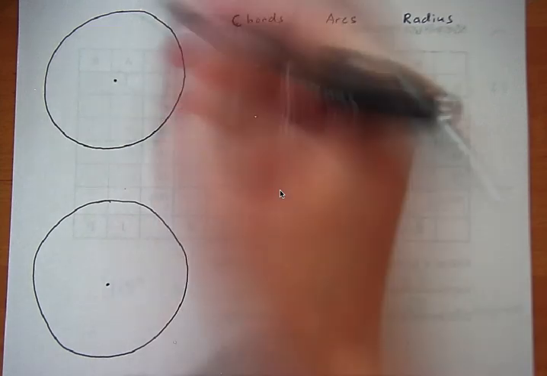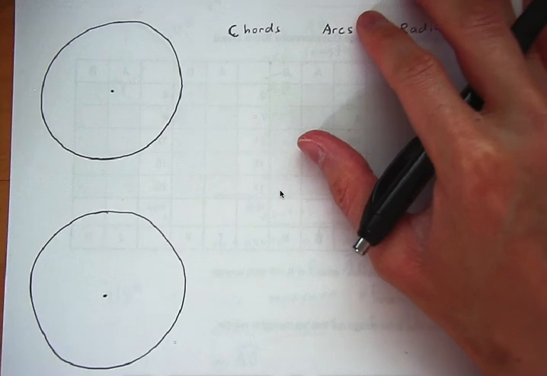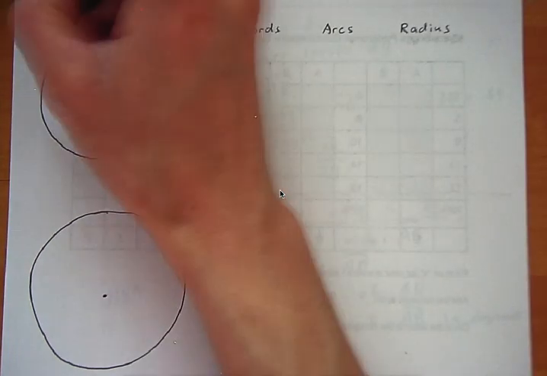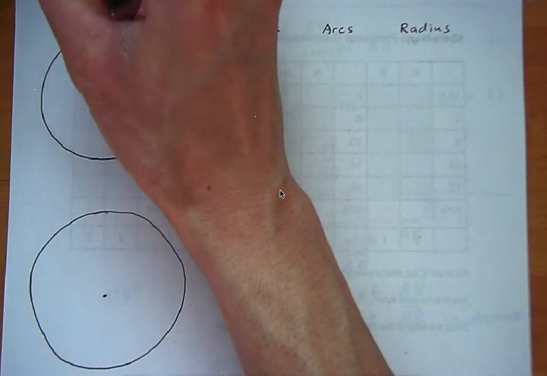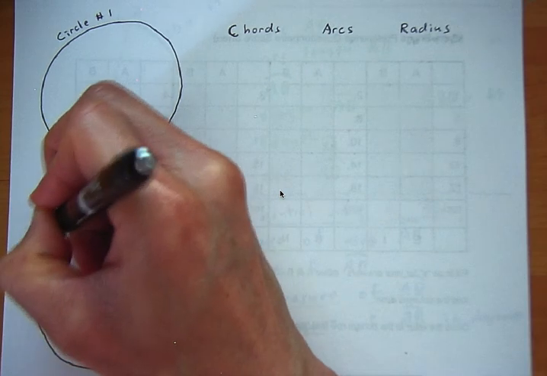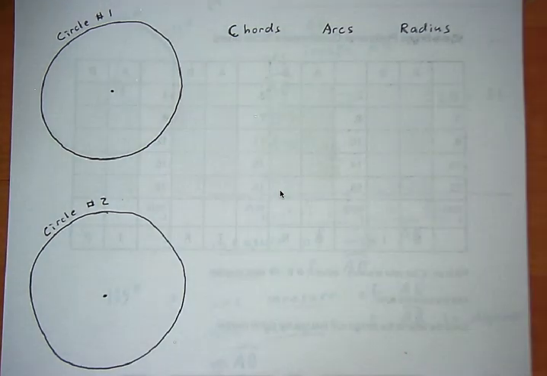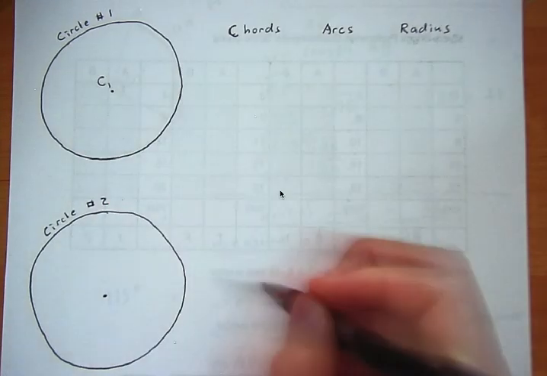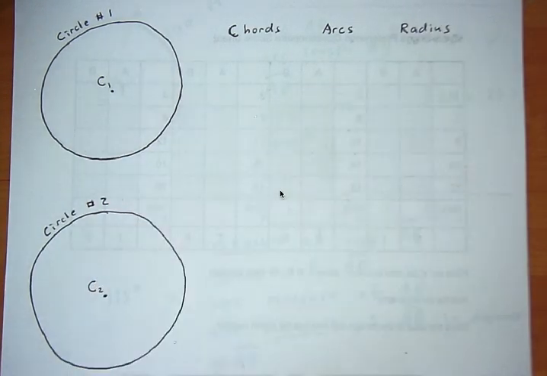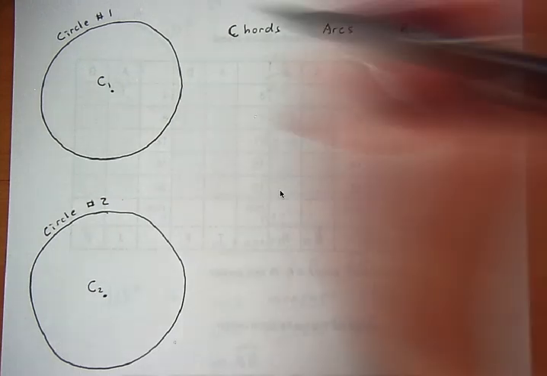So here, as you can see, I've drawn two different circles. Let's call this one circle number one, and this circle number two. And here is a little dot in the middle. So this is the center for circle one, center for circle two. And let's draw some arcs or chords.